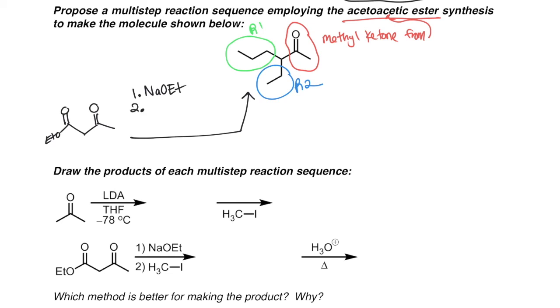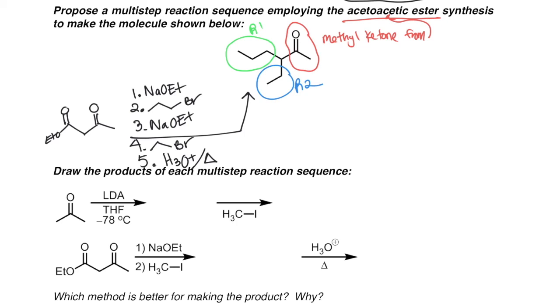Deprotonation one, alkylation one. So I chose alkylation one to be the green circle, which is a propyl group. Deprotonation two, so we repeat that. Alkylation two, I chose that to be the blue group. And then finally, of course, H3O plus for hydrolysis and heat. Okay, so these are very specific alkylation conditions.